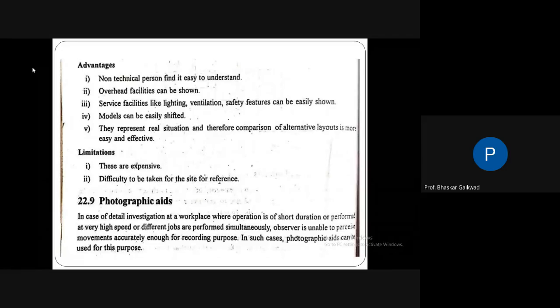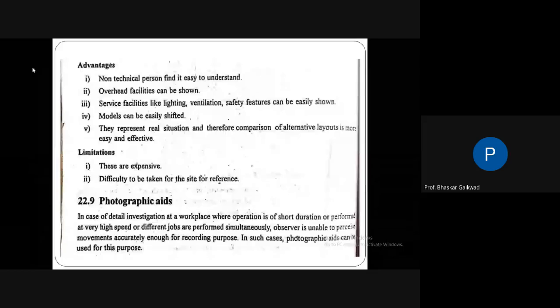Photographic aids are one of the things in industrial engineering. Sometimes the same jobs are manufactured at a time, or jobs are manufactured at high speed. It is very critical to measure the movement dimension in the process. Under this condition, we require photographic aids to decide the job movement, job weight, and the traveling of the jobs. So we actually require photographs with slow motion.